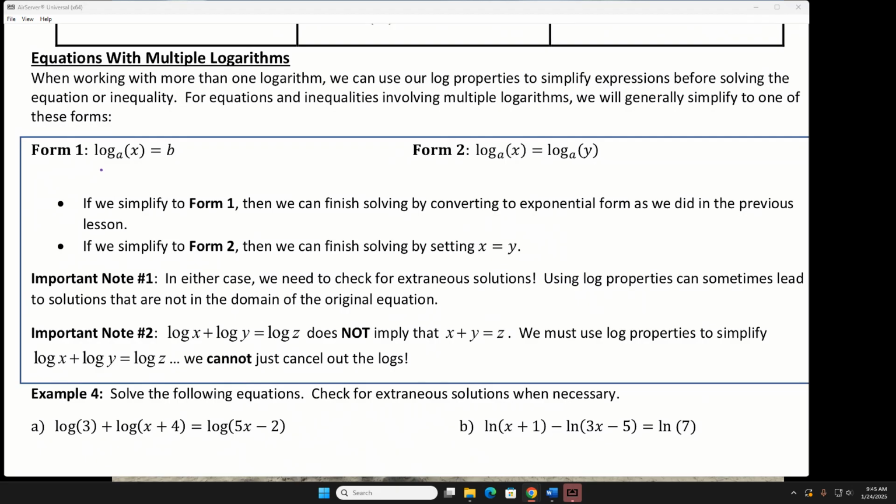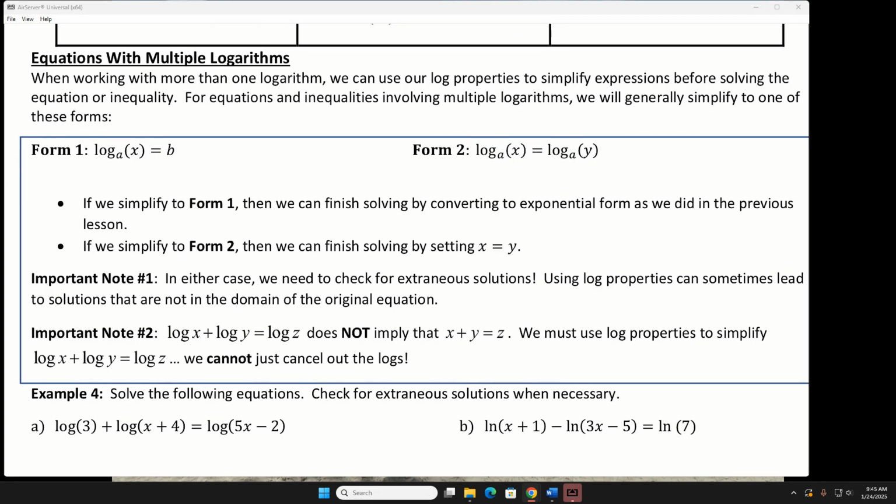You'll either have log equals a number, and when it's that form, you're going to solve exactly like we did yesterday. So you're going to convert to exponential form. The other way is you'll end up with log equals a log. And when you have log equals a log, all you have to do to solve is just drop off the logs. Now, what I feel like is challenging today is the algebra you need to solve these.